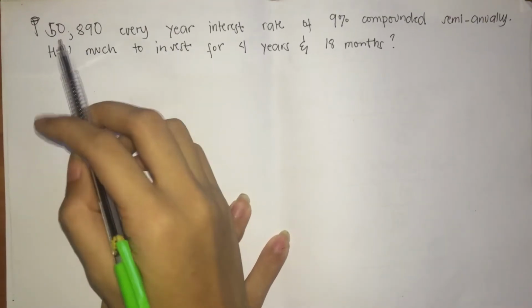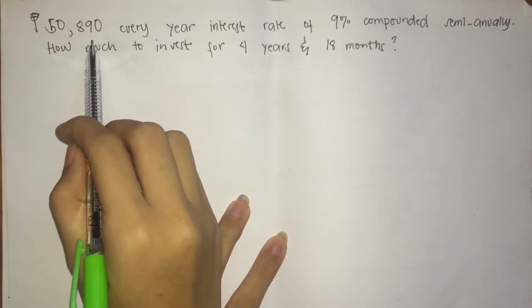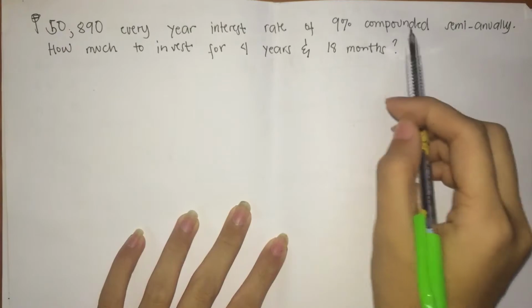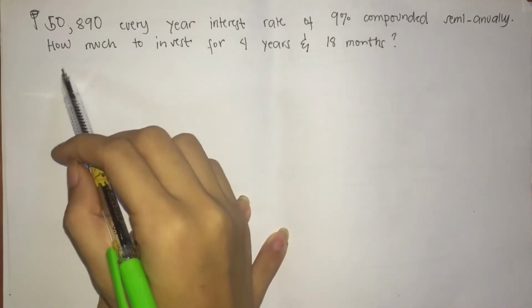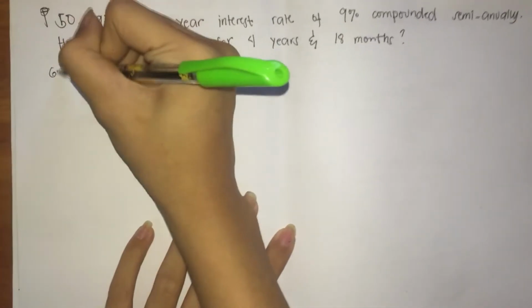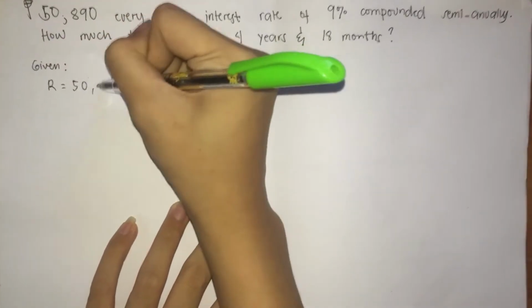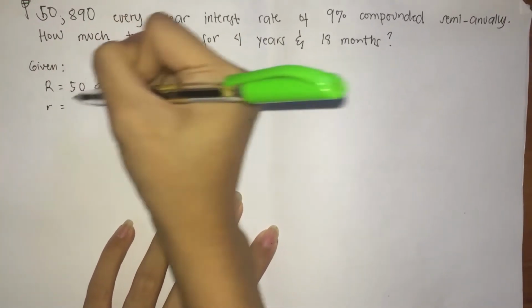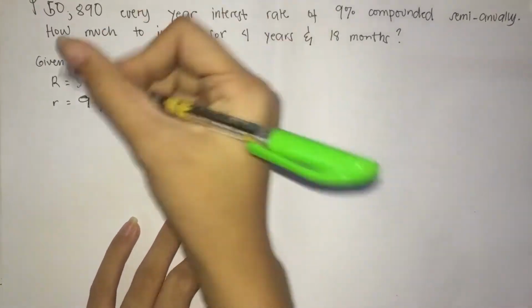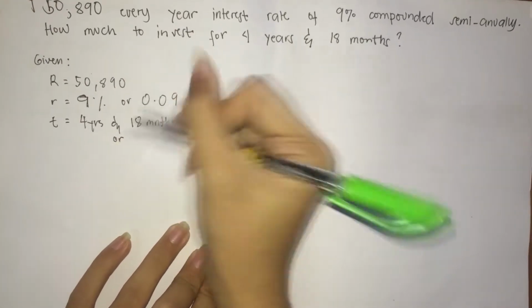Our second example is this: 50,890 pesos every year, interest rate of 9% compounded semi-annually. How much to invest for 4 years and 18 months? So our given here is R is 50,890 pesos. Our rate is 9% or 0.09. Our time is, we have 4 years and 18 months or 5.5 years.